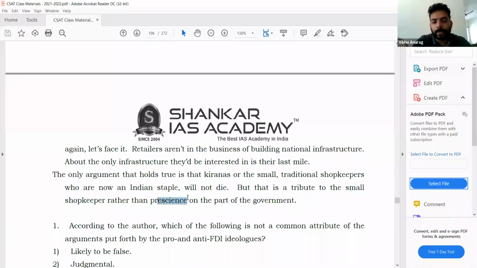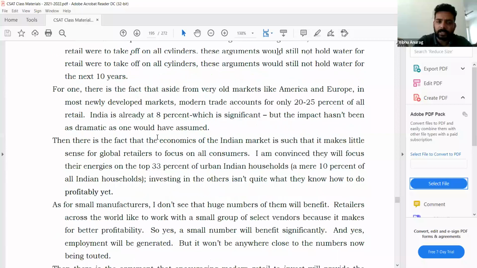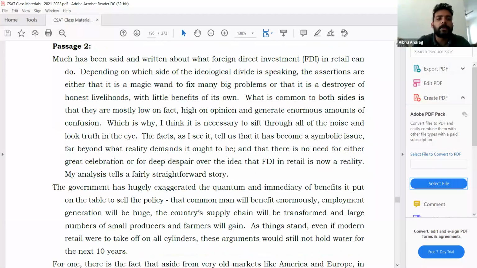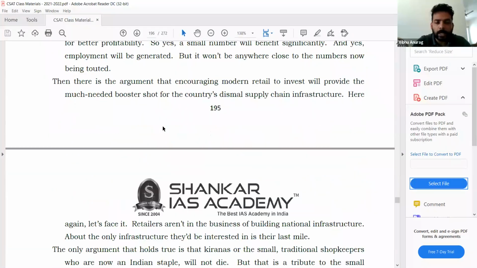Prescience is the ability to predict things. So it's not based on any predictive parts of the government. It's because of the shopkeepers themselves. So if you see throughout this passage, he has taken the points that have been made by the government and argued against them one by one.